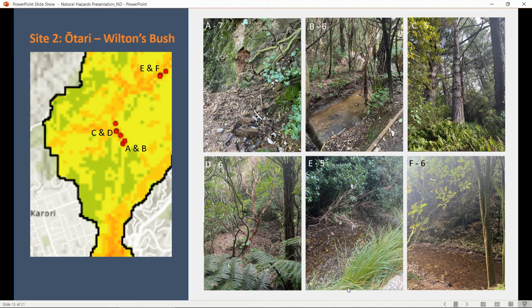Photo F was the steeper banks as the valley got steeper downstream. The floodwaters would rise higher here than further upstream. This had a hazard rank of 6.